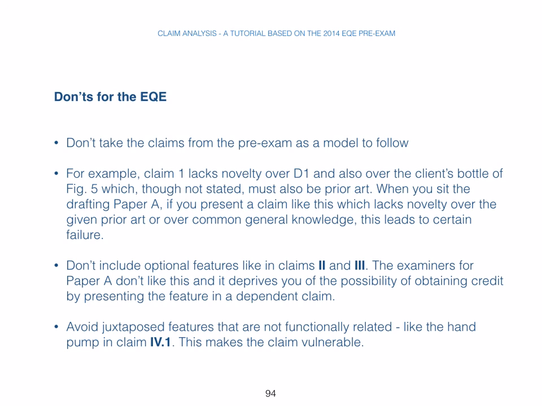And lastly, I say avoid juxtaposed features that are not functionally related, like the hand pumping claim 4.1, for example. If you have juxtaposed features that are not related, that leaves the claim vulnerable to losing novelty, and it leaves the claim vulnerable later also to losing inventive step.